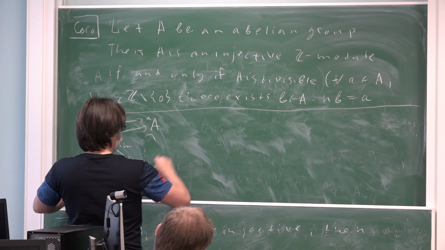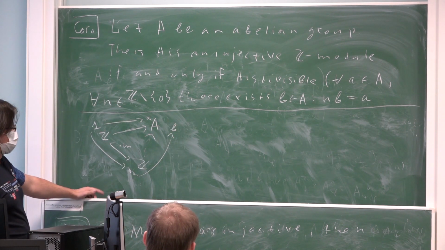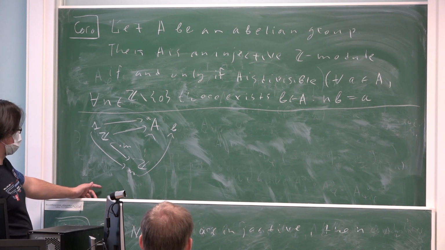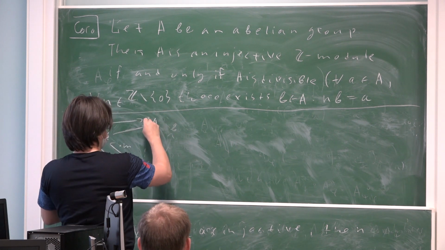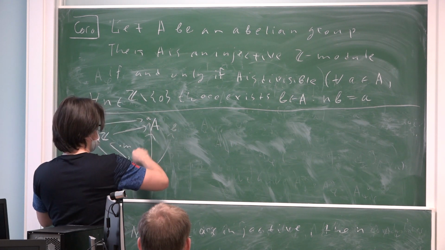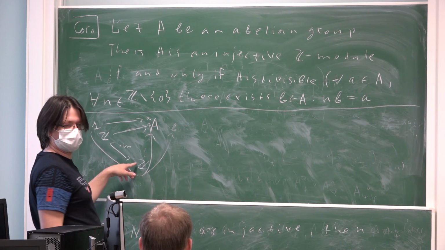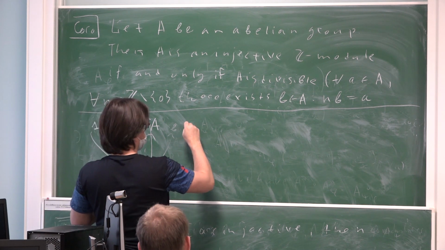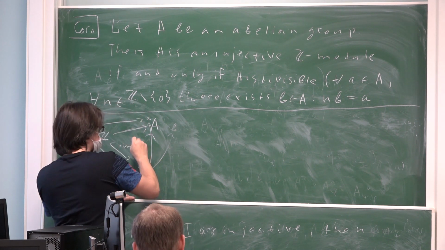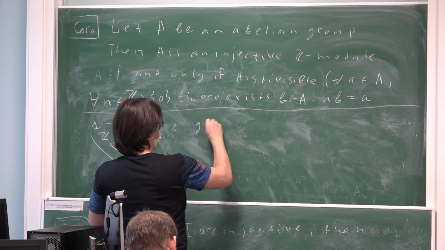So M has to go somewhere to B, and it has to go to such B that M has to go to A, yes, under this map. But to define this map, we need to define it on 1. Yes, so 1 has to go on this G.